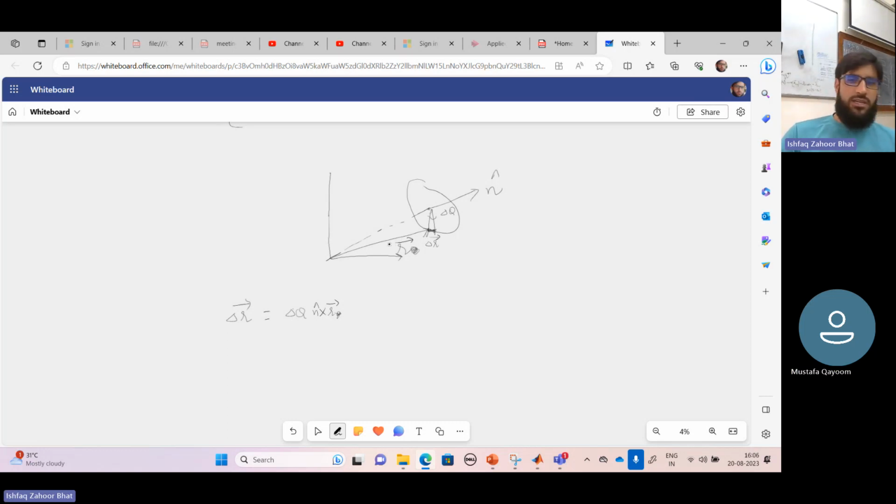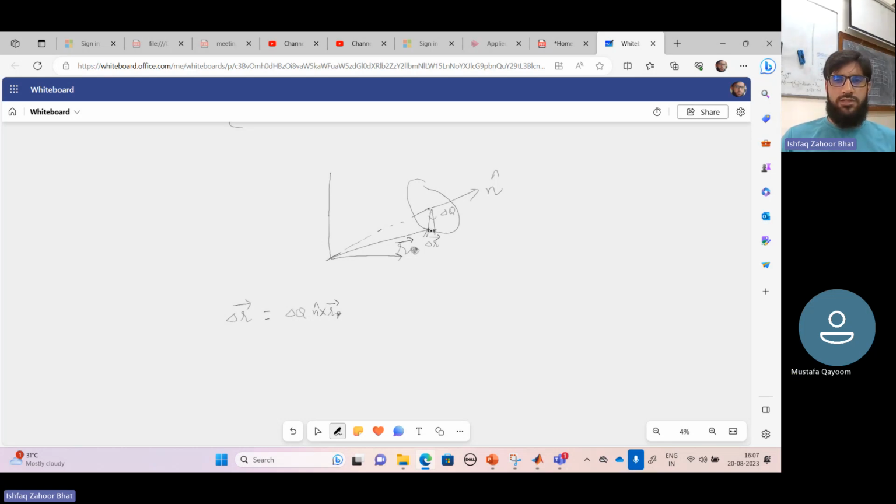Now it is not the initial R naught I am talking about. I am talking about any general R at some intermediate time. So it will be some R, and at that instant of time it is rotating by delta theta about some axis n. And at that instant of time, I can say that the change in the R vector is delta theta, n cross R. So basically, what is this n cross R?